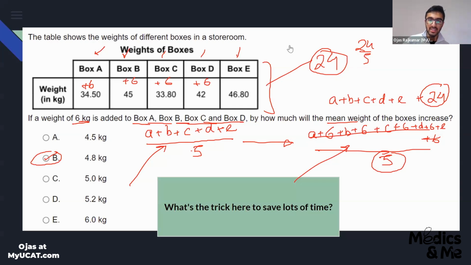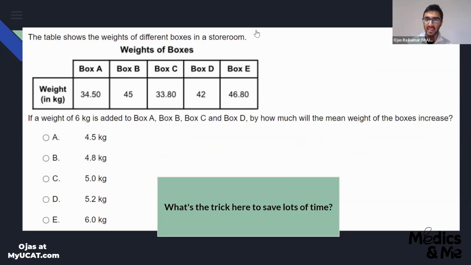Yeah. And someone has said, why can't you just add on 24? Because we're not adding on 24 to each box. We're adding 24 across 5 boxes. So on average, we're only adding 24 by 5 to each one. Now, if we were adding 24 to every single box, then yeah, it would go up by 24. But we're only adding on 6 to 4 of them. So I hope that makes sense.